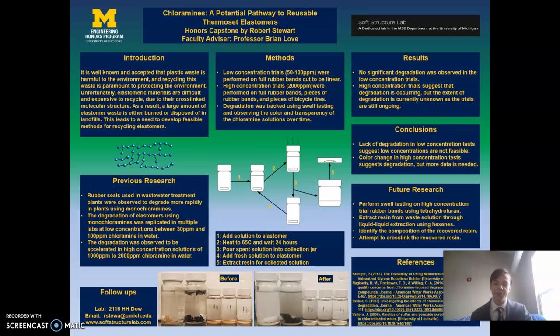Overall, I've learned a lot from this project. I have gotten a lot of experience of planning an experiment from the beginning to the end. I did see some delays as the degradation process is a very long one, and so any small hiccups, such as waiting for a material to arrive or other people using the equipment that I would need, cause a large delay in my process. I also learned how to do this swell testing, as well as got more practical experience with doing liquid-liquid extraction, as well as rotovapping samples.